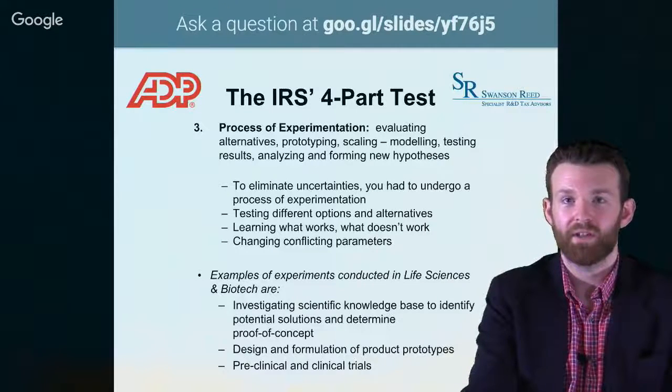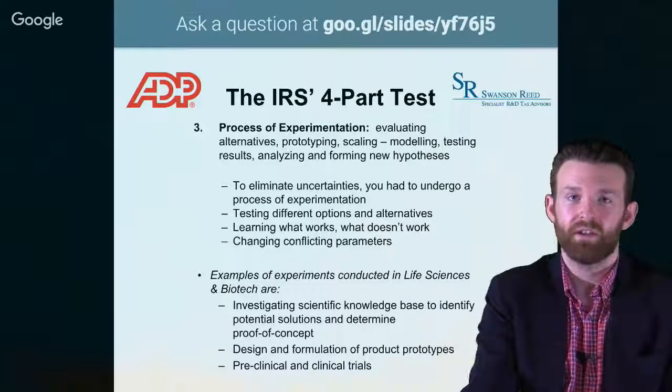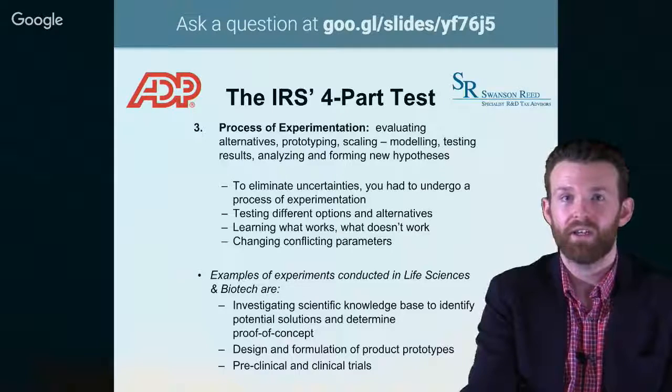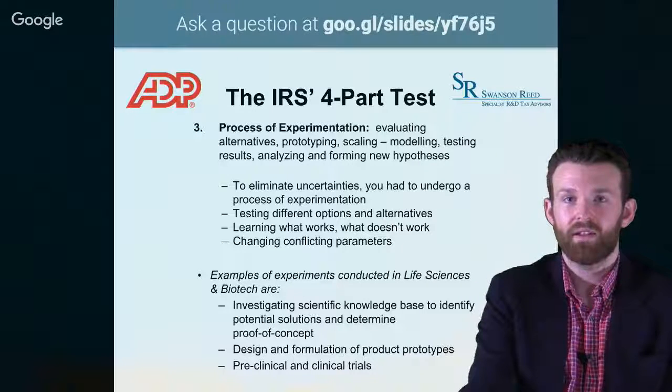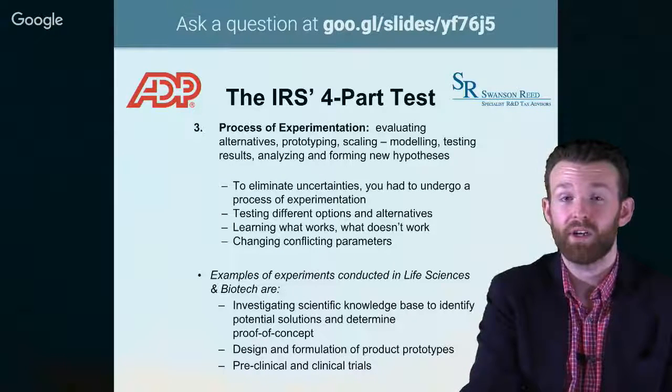Experimentation involves coming up with a hypothesis or an idea of what you're trying to achieve. You then investigate the scientific knowledge base to identify potential solutions and to determine proof of concept, basically assessing whether a design concept is feasible. You then try developing different designs and formulations. You test these designs by developing prototypes, which you further test and monitor. You may make modifications to the prototypes based on the test results. So in the case of pharmaceutical development, you would test the drug prototypes through preclinical trials, making sure the product is safe before it can be tested on humans in clinical trials.